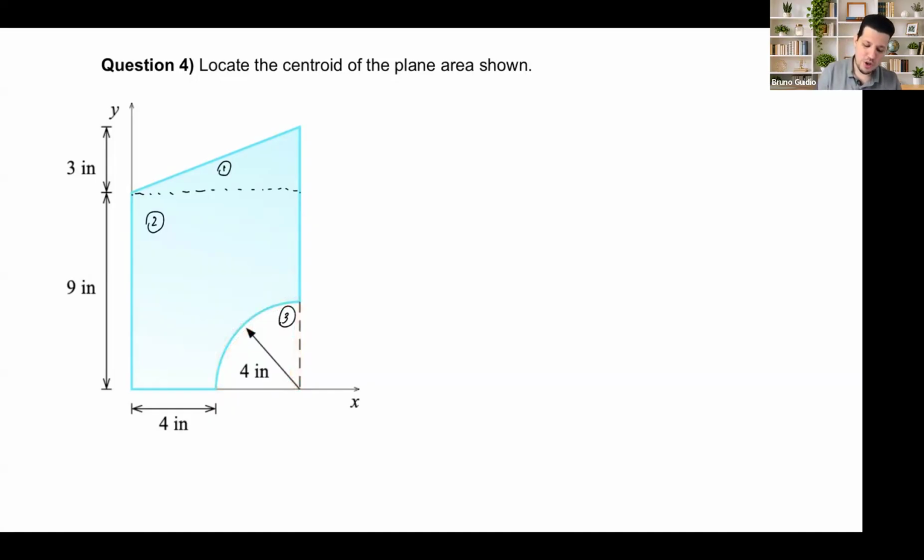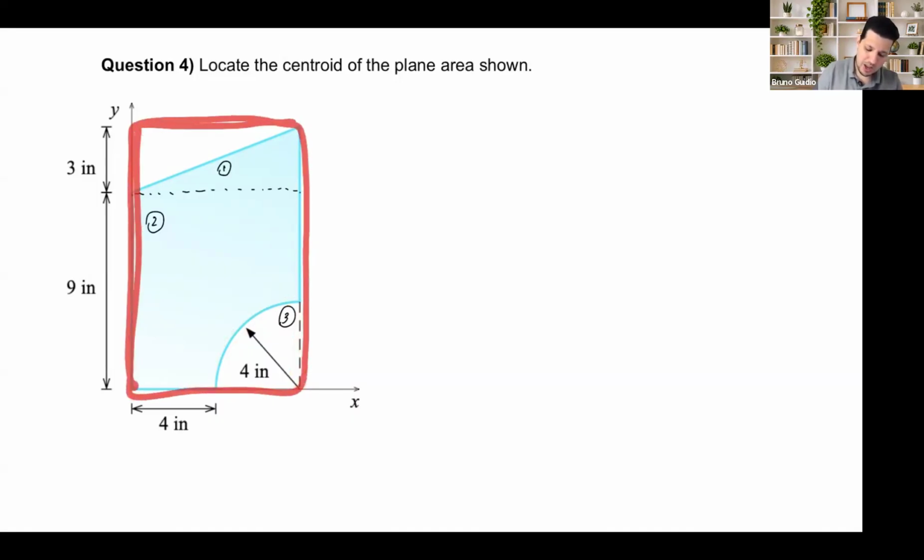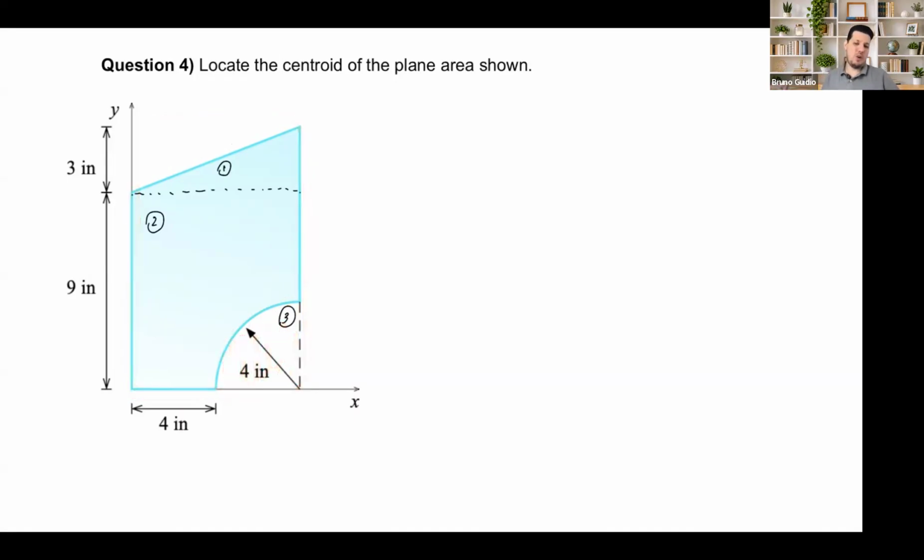What you could use? You could use shape number 1 like this big rectangle, and remove this triangle and remove this quarter circle. It's going to work. All right? So it's up to you. With that, I need to find the centroid of each one of my shapes.